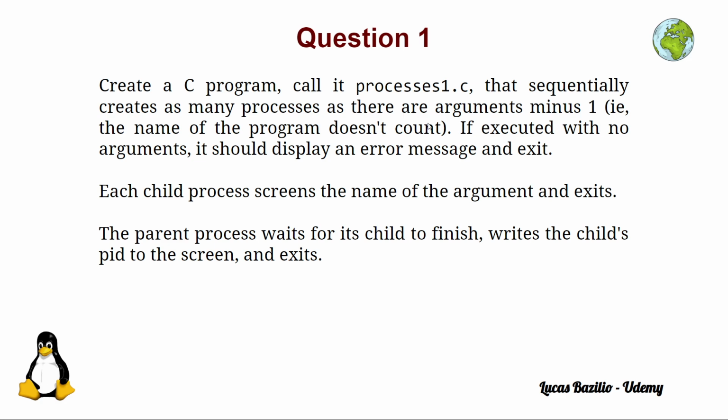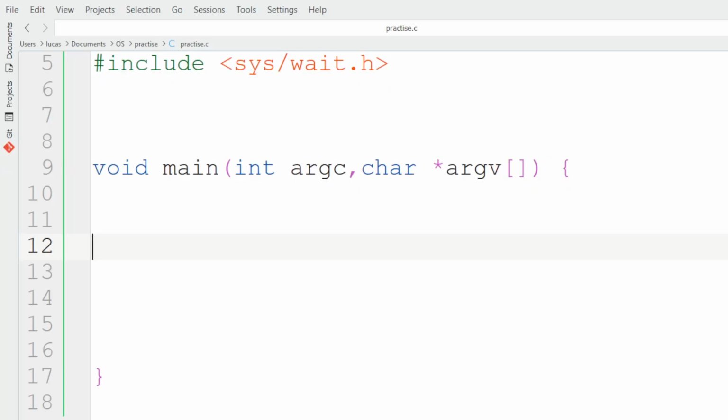Now, very important, on this question, we need to create as many children as there are arguments minus 1. So essentially, if we don't provide any arguments, we only execute the program, we need to notify the user that he needs to supply the arguments, otherwise we are not going to create any children at all. So here we need to have a conditional statement. If the number of arguments, the argc counter, is greater or equal to 2, it means that the user has provided at least one argument.